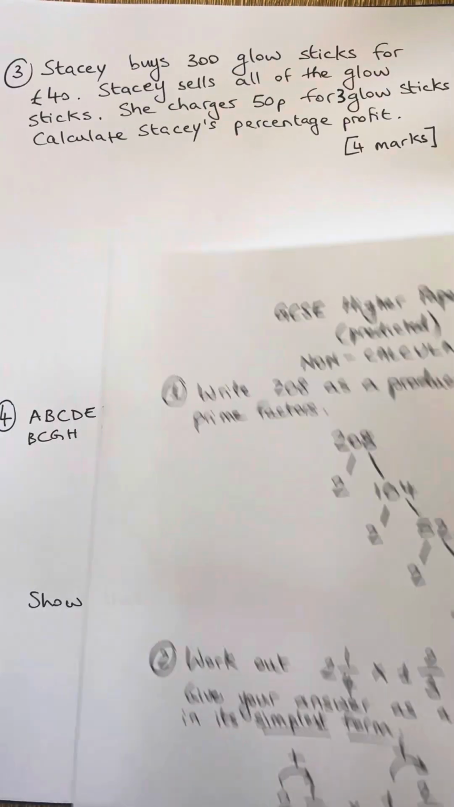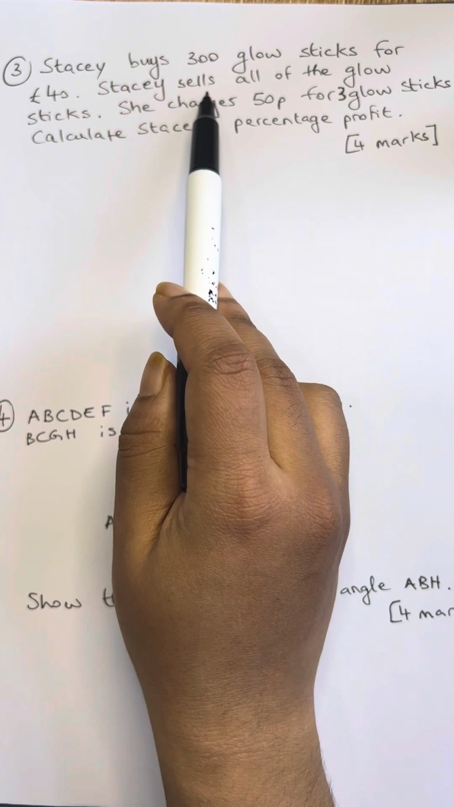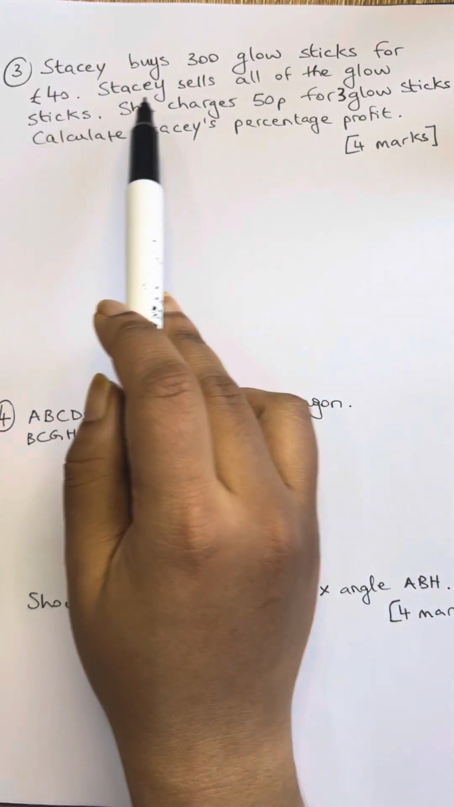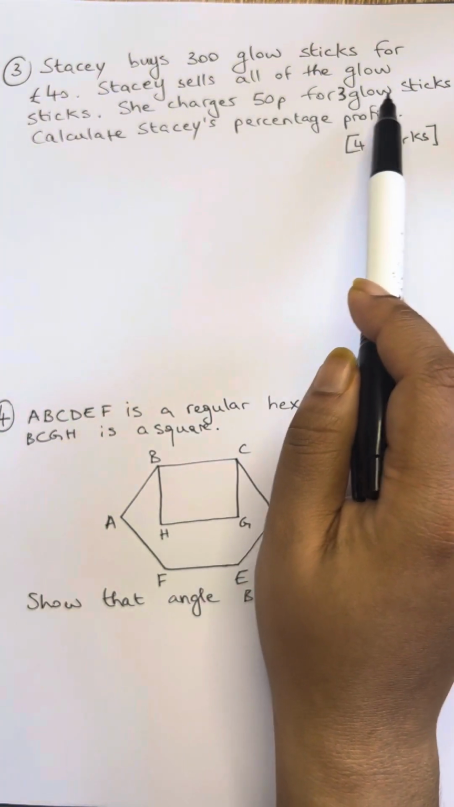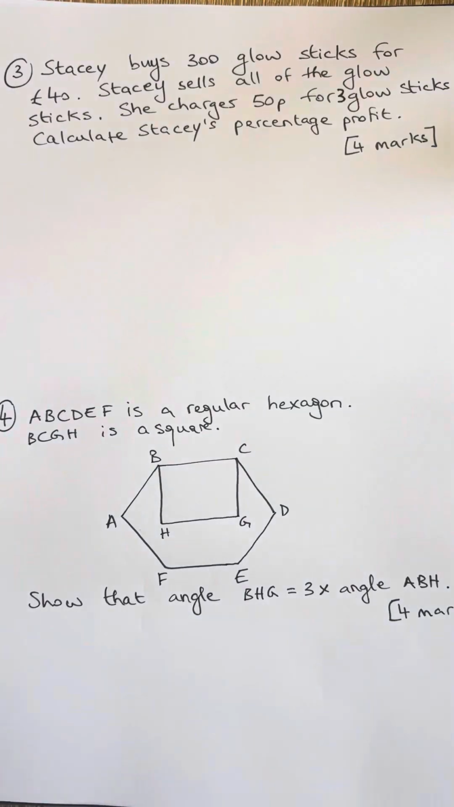All right, let's move on to the next question, which is this. You can pause the video if you want to read the question. Stacy buys 300 glow sticks for £40. Stacy sells all of the glow sticks. She charges 50p for 3 glow sticks, and we need to calculate her percentage profit.